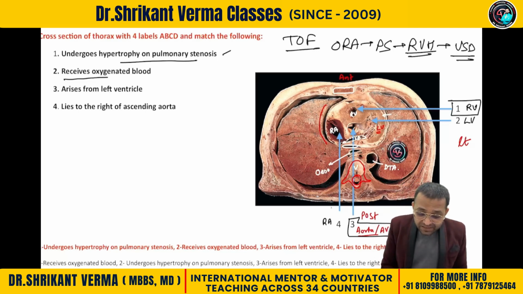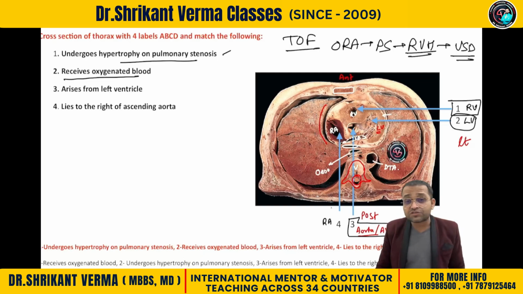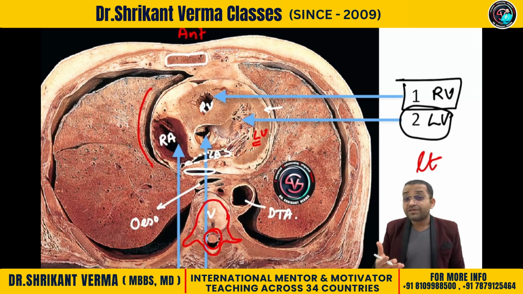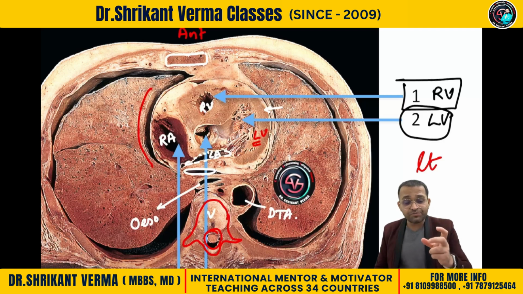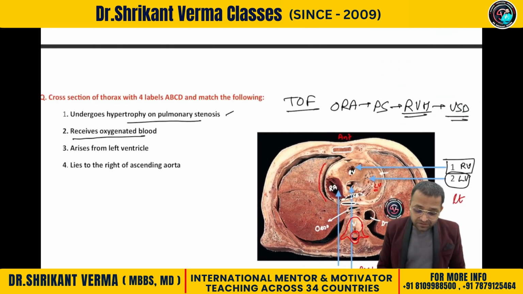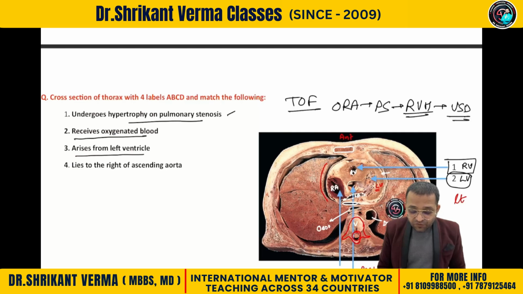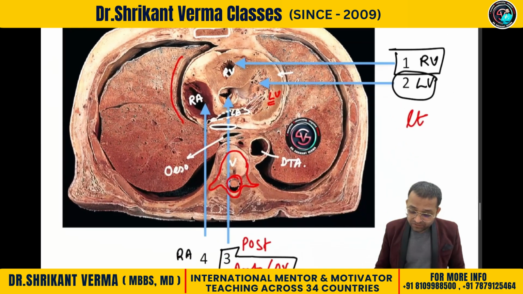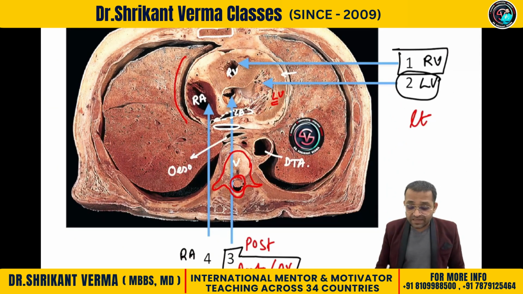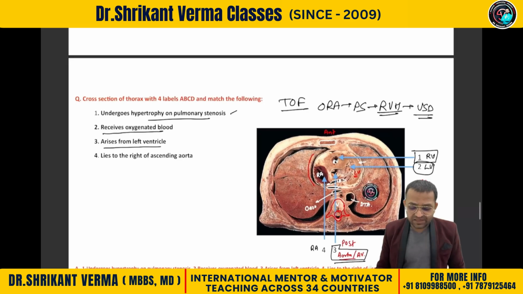The second receives oxygenated blood. Second, the left ventricle, it is receiving the oxygenated blood. Yes, it is receiving the oxygenated blood from our left atria, which is receiving oxygenated blood from the lungs. That is also right. Okay, sir. Now look, the third arises from the left ventricle. So the third point is our aorta, which is arising from our left ventricle. Yes, it is a true point.